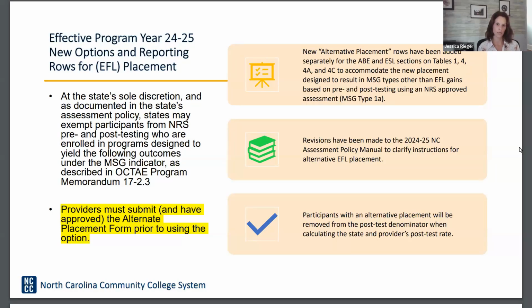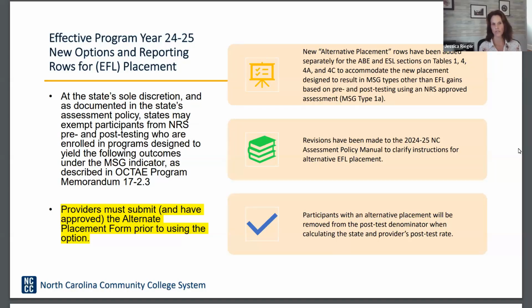And we'll talk about the different ways in which you might use it. But this is an option that OCTAE put out for this program year at the state's sole discretion. So not all states have adopted this. North Carolina decided to because we feel like it's a good opportunity for certain students that enter our programs. But what this does is it would exempt a student from needing to pre and post test if they are in very specific programs that are designed to yield an MSG that is not 1A. 1A is when you pre and post test a student for an EFL gain.